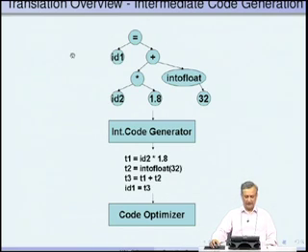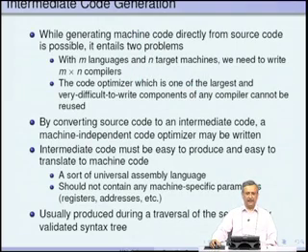So, now let us see why all this needs to be done in the compiler. While generating machine code directly from the source code is definitely possible, it is not an impossible problem, but when we do so, we lose out on many things. There are two problems that are well known. For example, if there are m languages and n target machines and we write compilers directly, generating machine code from the source language, then we need to write m into n compilers.